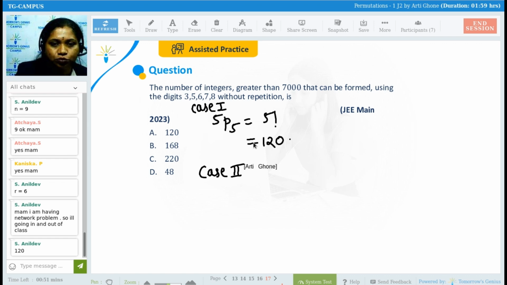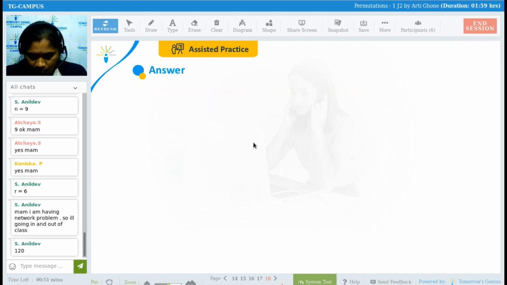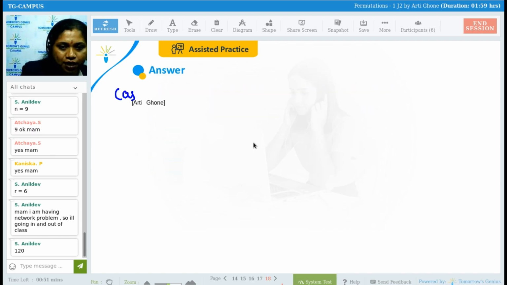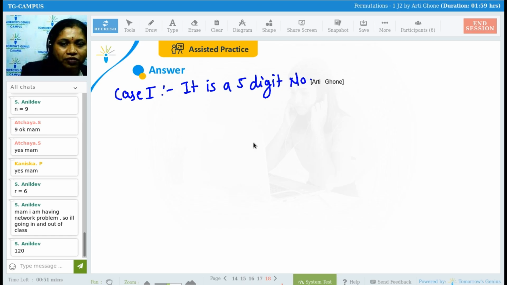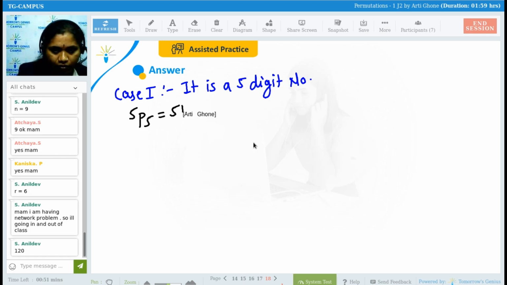Let's consider case 2. If I want a 4-digit number, case 1 and case 2 are also in detail. Okay, for your solving. So see, two cases arise. Case 1, it is a 5-digit number. So when 5 different digits are arranged at 5 different places, it is 5P5, which is equal to 5 factorial, which is equal to 120. Clear? This is obviously the first case.